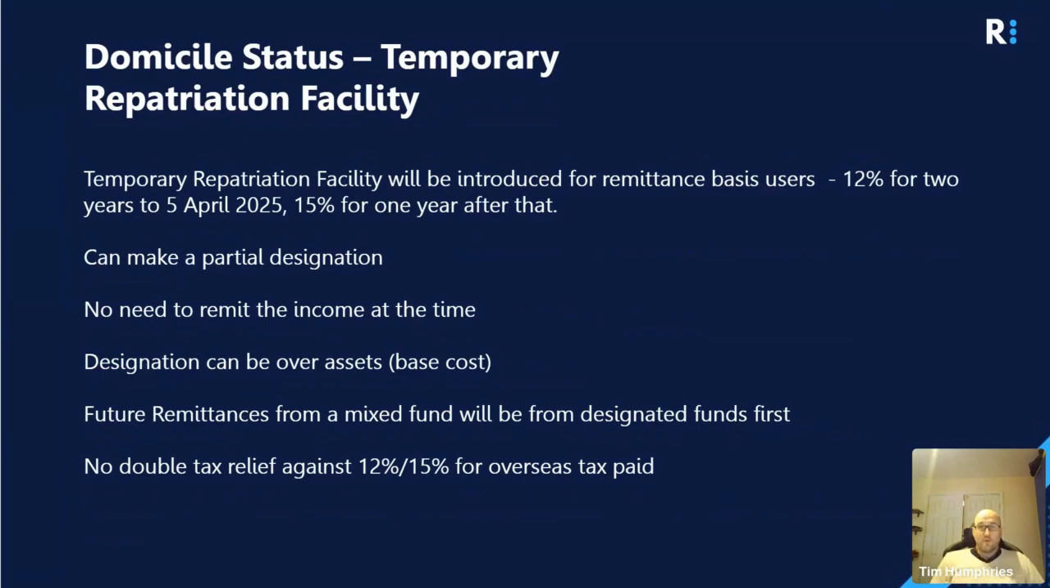So again, to encourage people to bring their money onshore, or at least give them the ability to bring it onshore, it is possible to make an election that essentially designates part of your offshore funds as being remitted to the UK and pay tax on that. There's no need to actually physically bring that money to the UK. You can just elect for some or all of your offshore income and gains to be treated as remitted to the UK. That would give you the ability in the future to then bring them in without paying the full income or capital gains tax rates, which could be as high as 45%.